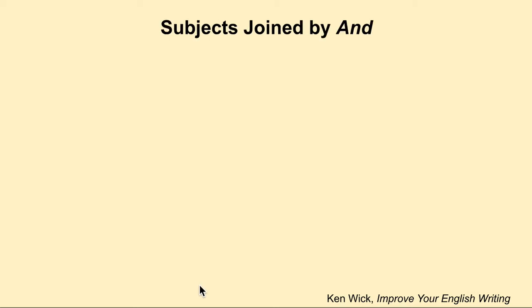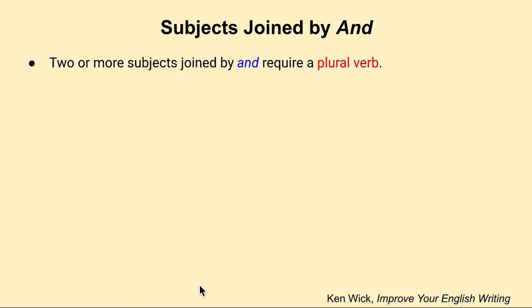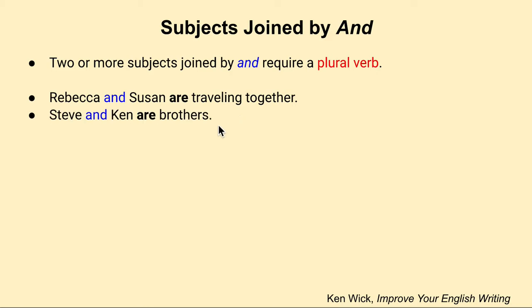So let's talk about subjects joined by and. Basically, if you have two or more subjects joined by and, that requires a plural verb. For example, Rebecca and Susan. I have two subjects joined by and, then we use a plural verb. Rebecca and Susan are traveling together. Steve and Ken are brothers. We have two subjects joined by and, so we use a plural verb.